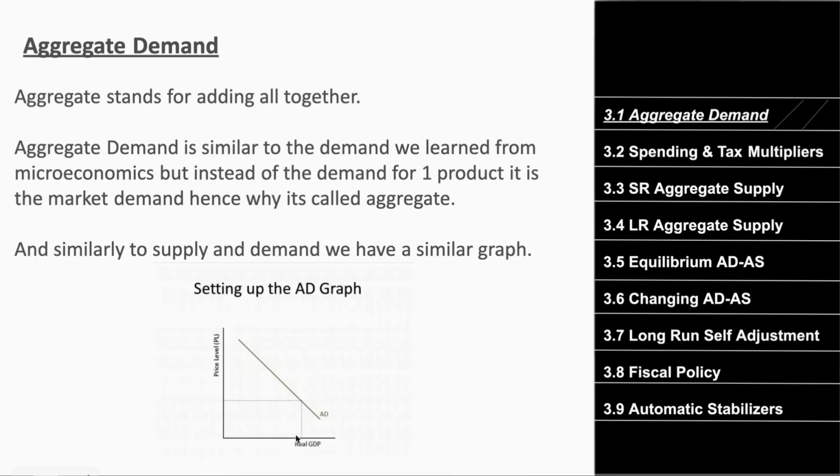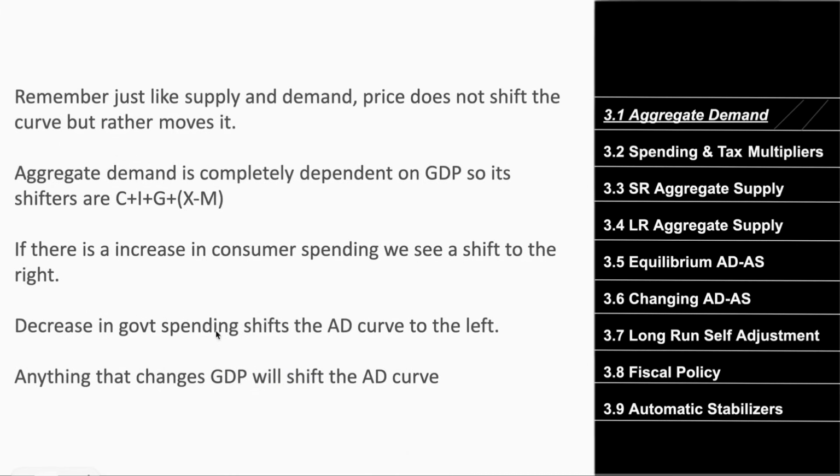Also, something different, on the x-axis, we have real GDP, gross domestic product, and on the y-axis, we have price level. So what this is basically saying is that the more GDP it is, the less price it's going to be. Kind of similar to what we saw on demand in microeconomics. So now you shift this graph based on the basic ideas of demand.